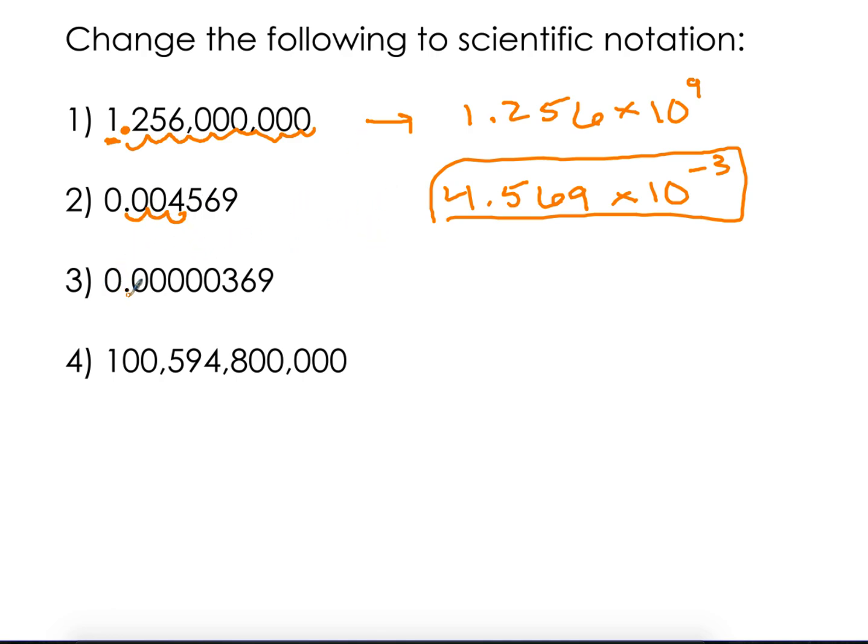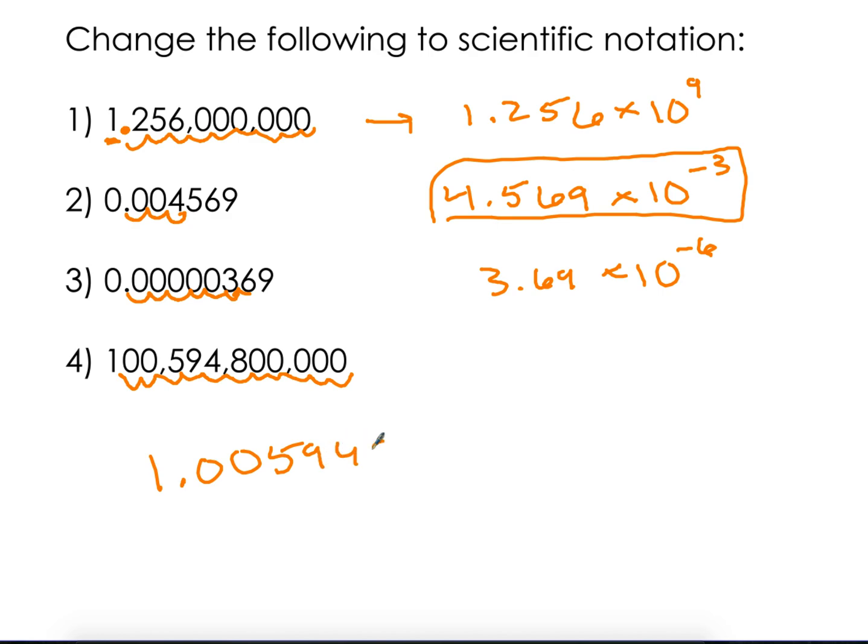Here, I got to move it over 1, 2, 3, 4, 5, 6 times to the right. So I got 3.69 times 10 to the negative 6. It's negative because, again, we have a really small number. And then finally, my last one, 1, 2, 3, 4, 5, 6, 7, 8, 9, 10, 11 times. So it's 1.005948 times 10 to the 11th power.